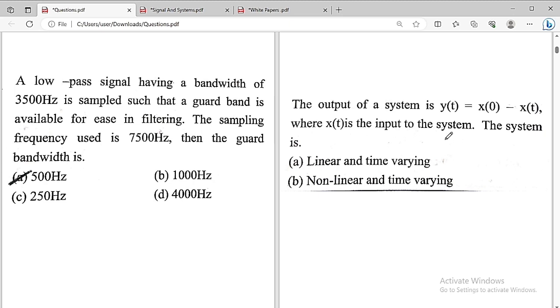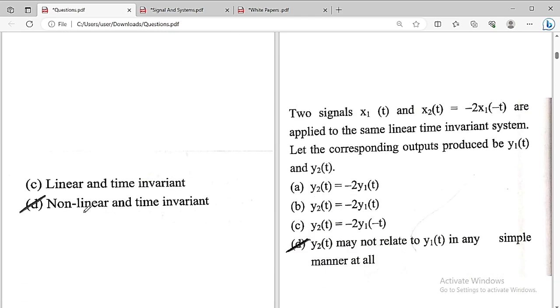So basically they are given some system. The input is x of t and the output is y of t is equal to x of 0 minus x of t. So now we have to comment what type of system this is. Option A: linear and time varying. Option B: non-linear and time varying. Option C: linear and time invariant. And option D: non-linear and time invariant.